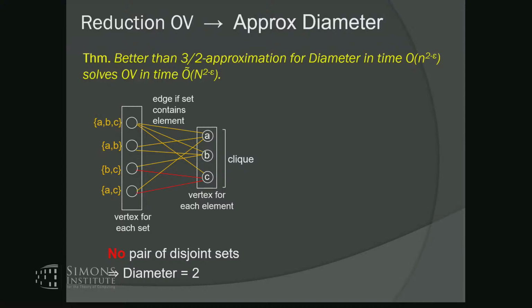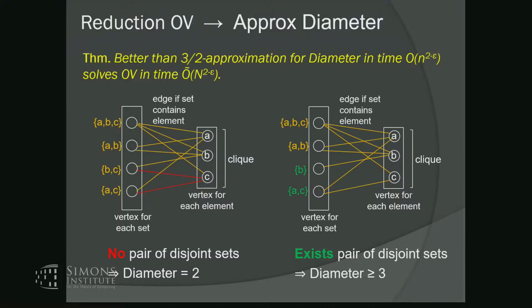Okay, now we need to do the other side. So now we're going to say if there does exist a pair of disjoint sets, then the diameter is at least 3. That's the claim. And the reason is, okay, let's look at these two sets. They are disjoint. Now, what does that mean? That means that there does not exist any element in here such that they both have edges to them. So there's no path of length 2 between them like this. And therefore, their distance is at least 3. And so the diameter is at least 3.